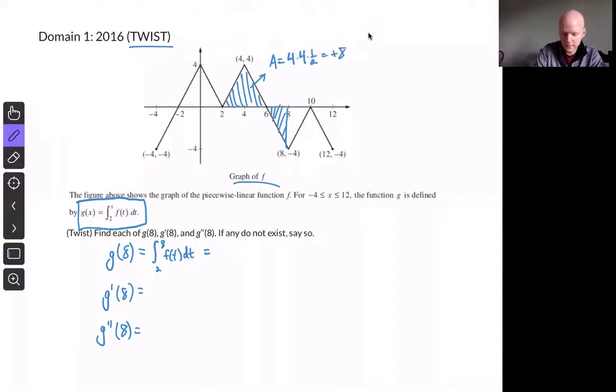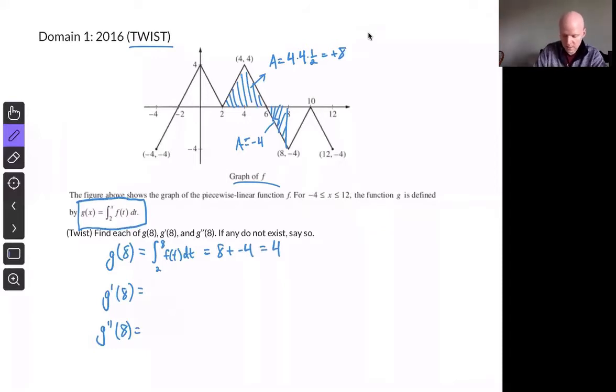And this area right here, for a very similar reason, it's a triangle again, but because it's below the x-axis, it's actually going to be negative. So this area is -4. So the integral from 2 to 8 is going to be 8 plus -4, which is 4. So that's what g of 8 is. g of 8 is 4.